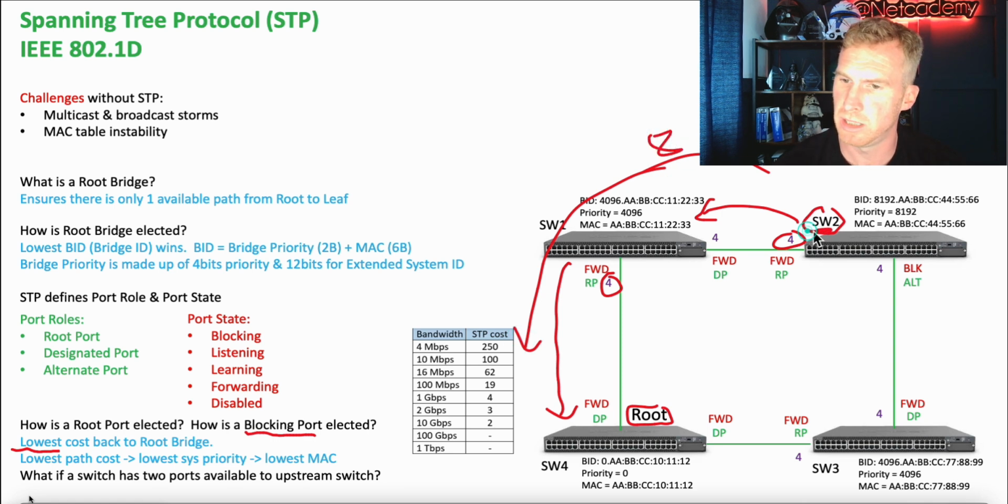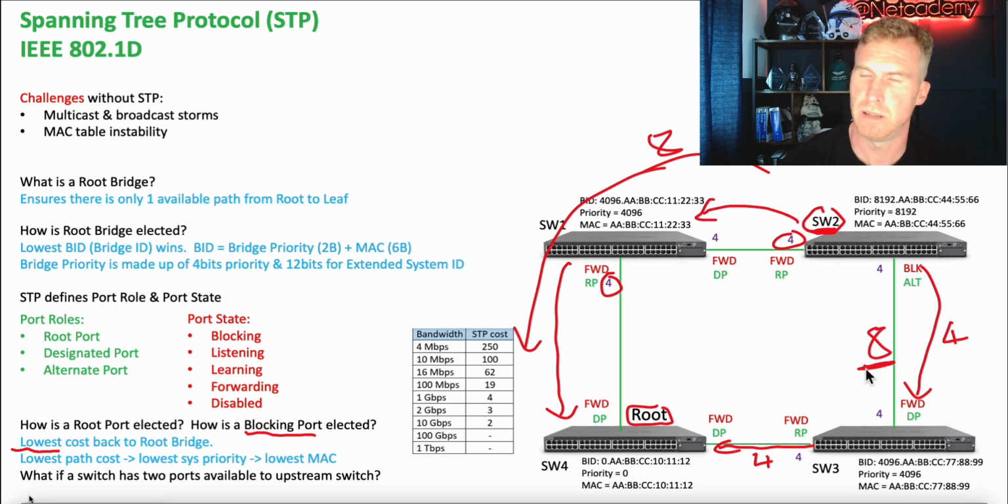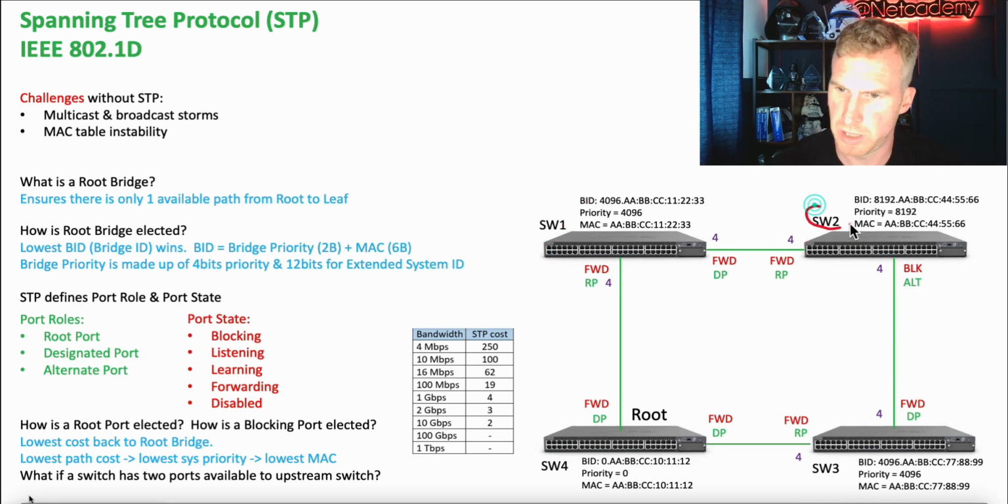But what SW2 can also see, to get to SW3, that's going to cost 4. And from SW3's perspective, to get to the root bridge, it has reported to me a cost of 4. So that is also a cost of 8. So what then becomes the blocking port? Well, you can already see that this port here is blocking and in the alternate state, the alternate role, because it's a backup. But if there is a tie in the lowest path cost, it then looks at lower system priority. So let's look at it between SW2 and SW3.